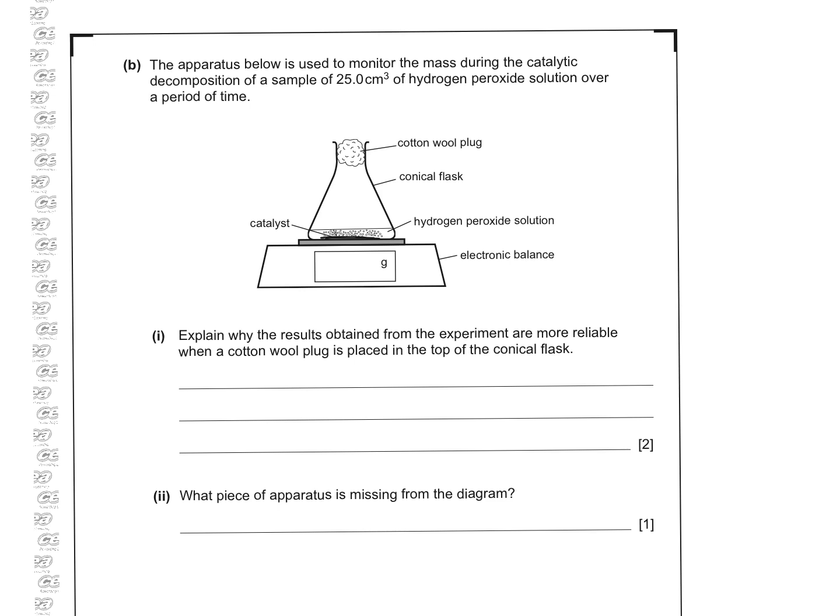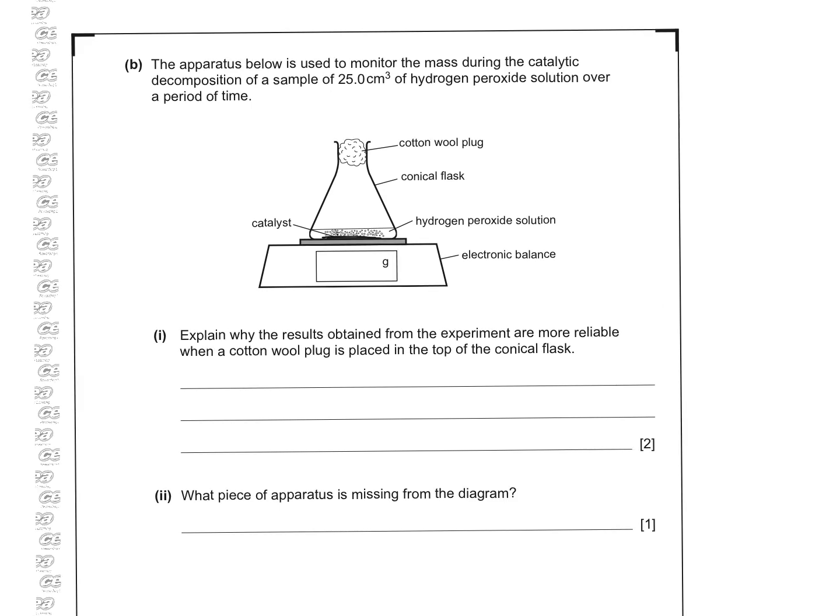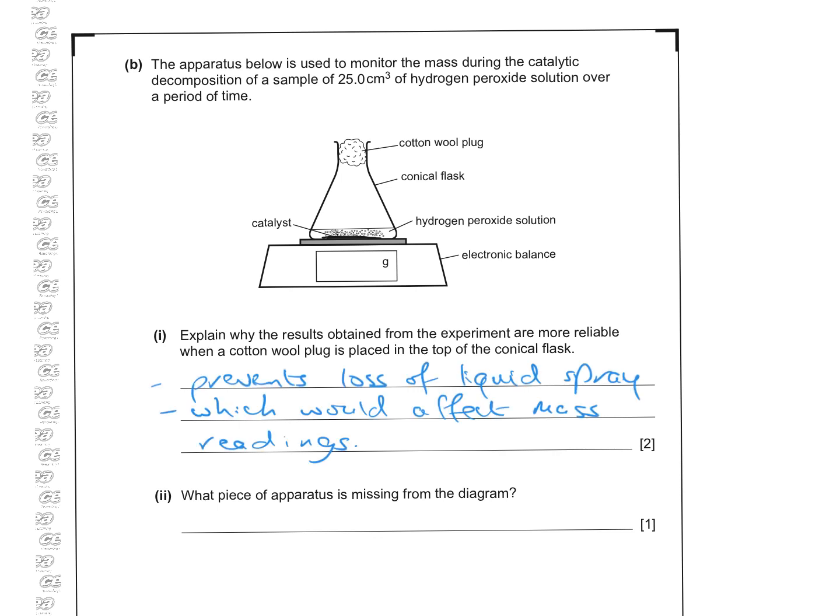Well, when the hydrogen peroxide decomposes, you actually see lots of bubbles, and some of the liquid could actually escape from the conical flask if the cotton wool wasn't there. So the cotton wool prevents loss of liquid, and if liquid was being lost, that would obviously affect the mass readings. Part 2, what piece of apparatus is missing from the diagram?